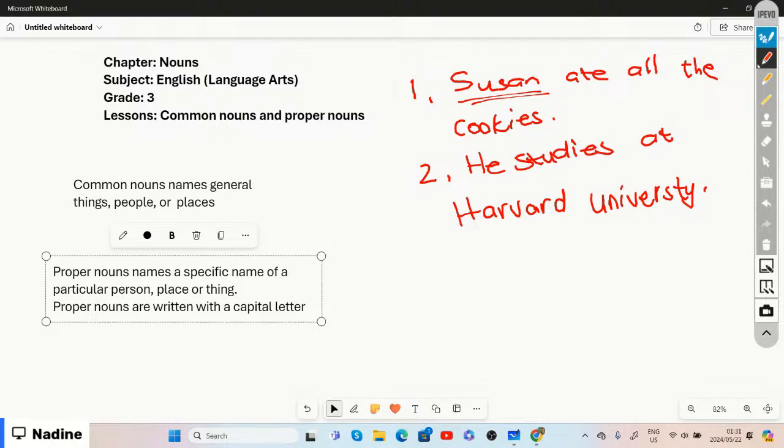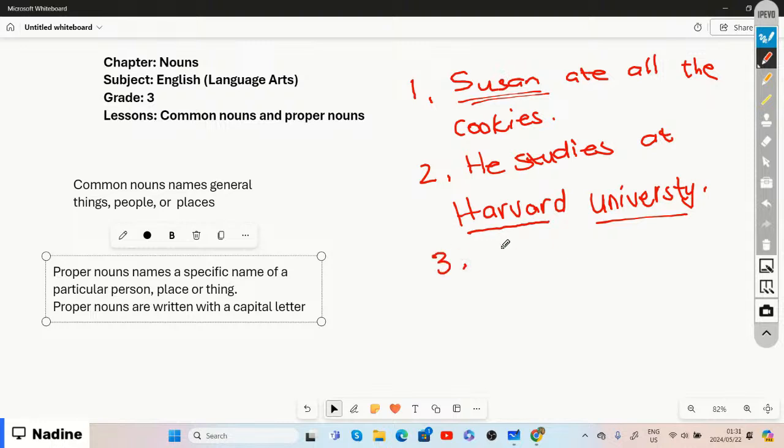Yes. So if we were to identify a proper noun, then we would say Harvard University is our proper noun because it is the name of a university, the name of a specific place. So yes, well done guys. Harvard University is correct. All right, let's go to another. I'm going to write another sentence.